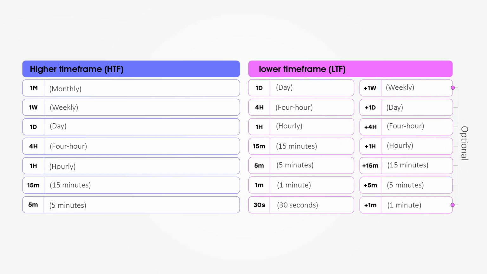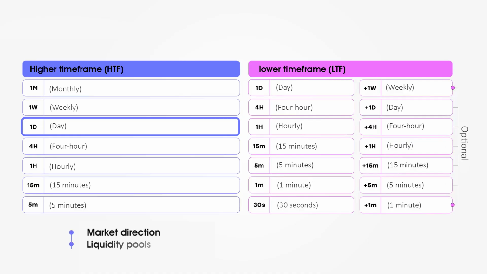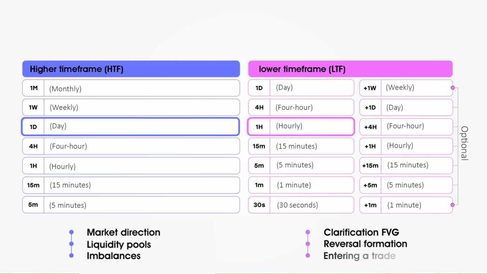For example, starting with the daily time frame, this is where you should conduct the main work. At this stage, the overall market direction, key liquidity pools, and zones of unfilled imbalances are determined. Then you move to a lower time frame, in this case hourly. Here the task is to refine the daily imbalances, search for reversal formations, and enter the trade.